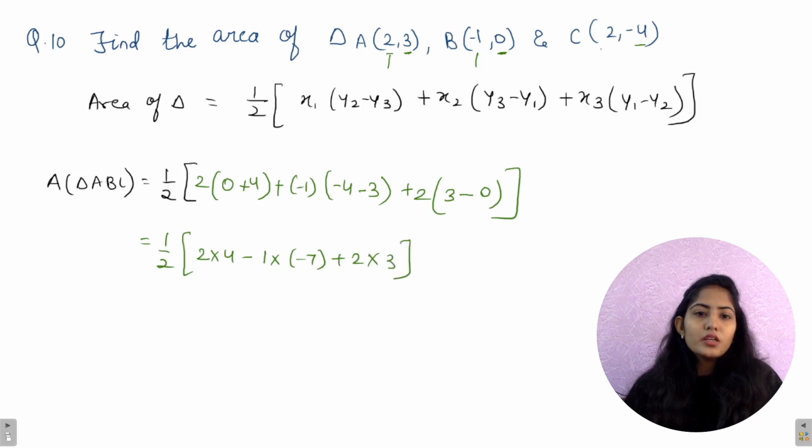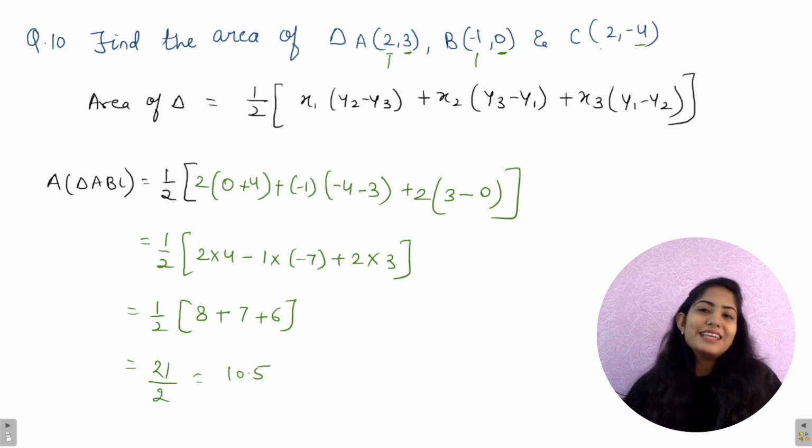ठीक है. So here it is half, अंदर हो गया 8 minus 7 minus minus plus और plus 6, so 14 plus 7, that is 21 upon 2. Okay, so here it is the answer.